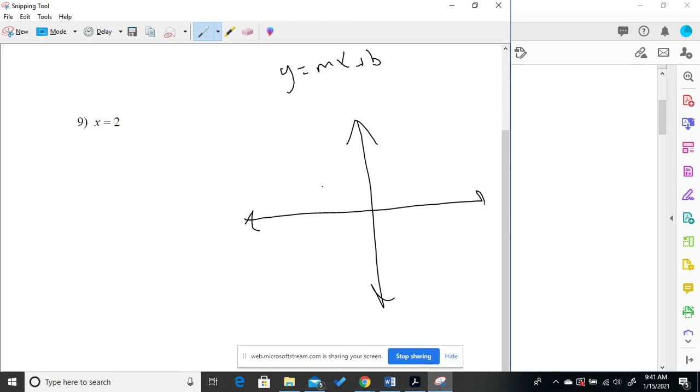How do you do that? How do you graph x equals 2? Well, it's just an up and down line at 2. Does that make sense? So let's say that's the point 2. That's all it is. So what would your slope be?